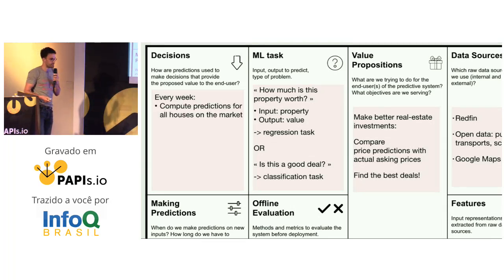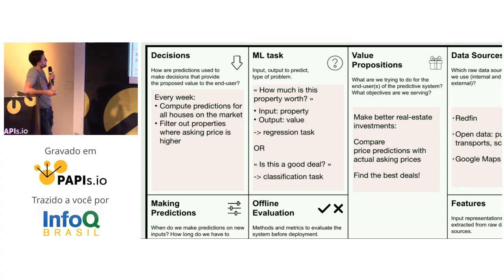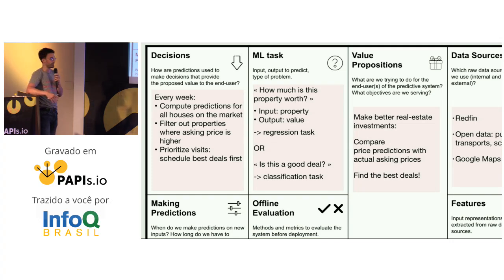What you would do is that every week you would compute predictions for the new properties that have just come up on the market. And what you can do then is filter out all the bad deals, which are those where the asking price is higher than what you predicted the value was. And then quite simply, you could just give that to the real estate investor who's in charge of visiting the properties and deciding what to invest in. So it goes back to what Fabio was saying regarding augmenting people.